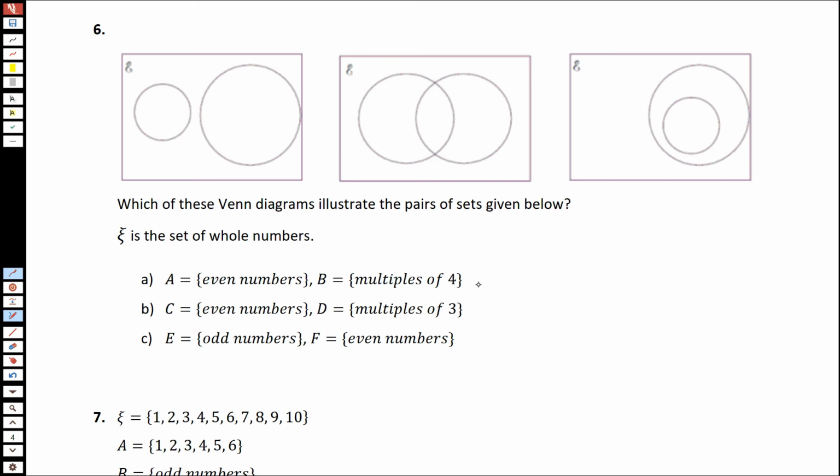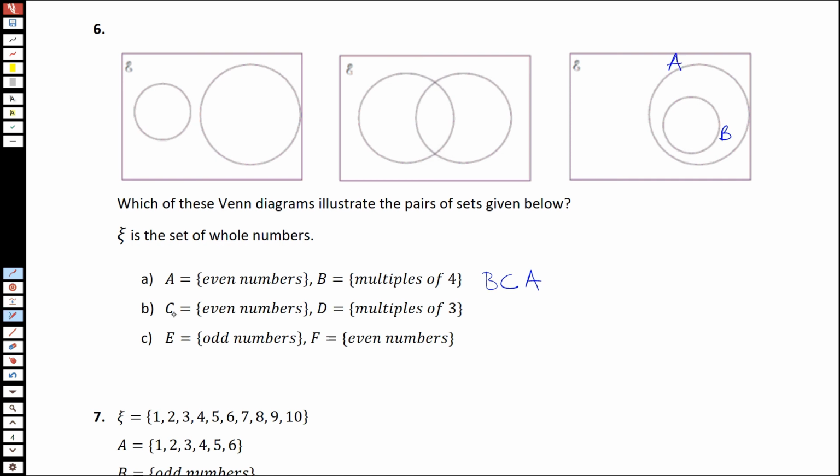Now note that set B, which is multiples of 4, is a subset of set A. Which means, of course, that all multiples of 4 are even numbers. So B is a subset of A. So this is clearly this Venn diagram. So this is B, and that is A.